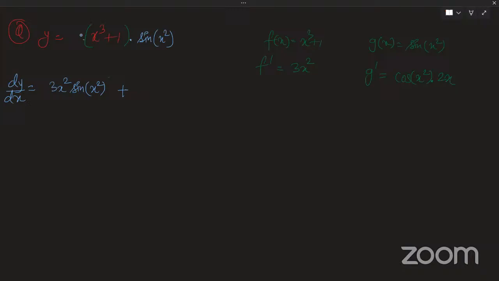So at a time, you differentiate only one function. That is what we are doing. Either you differentiate the first function first or you differentiate the second function first. At one time, you should only differentiate one function at a time.